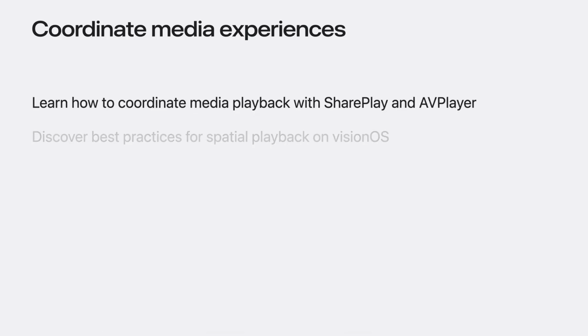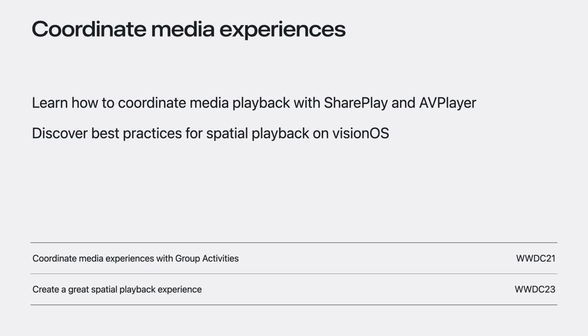In my app, I'll create an AV Playback Coordinator and set it up with my group session. By doing this, I can trust that playback is precisely synced for people in the same space. In my app, that means everyone can see and hear the instructional video play at the same time, with no echo or delay. To learn how to set up an AV Playback Coordinator for SharePlay, I recommend watching the Coordinate Media Experiences with Group Activities video. If you're new to building media apps for visionOS, I also suggest watching the Create a Great Spatial Playback Experience video. Now the audio and video are perfectly in sync in my app.